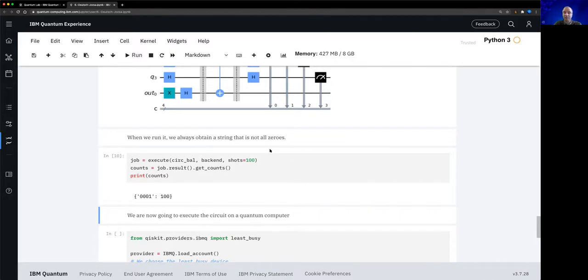For other balanced functions, you can obtain different strings each time you run the circuit, but none of them will be zero. Okay, you can obtain different strings depending on the balanced function that you are using, but none of them will ever be zero. And then we can conclude, of course, that this function is balanced. This was done with the simulator.